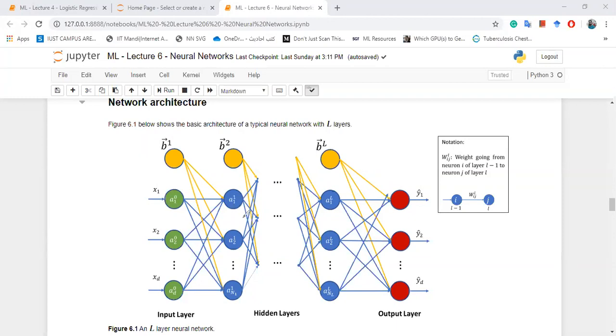As we said, with each layer there is a weight matrix, so we will denote the weight matrix of a particular layer by W with the superscript of layer L. This L will denote the layer number, so this is layer 1. So the weight matrix for this layer will be W1, with a capital letter because it's a matrix, as we have already seen.